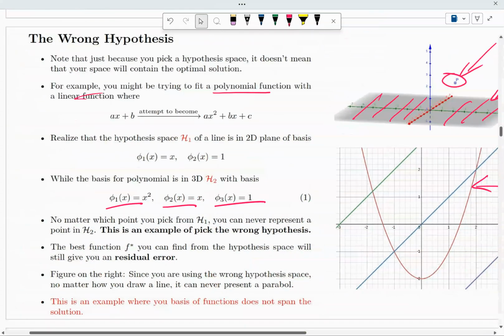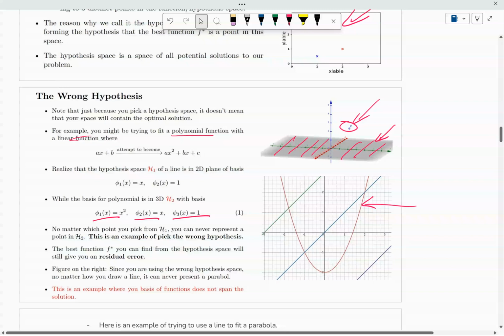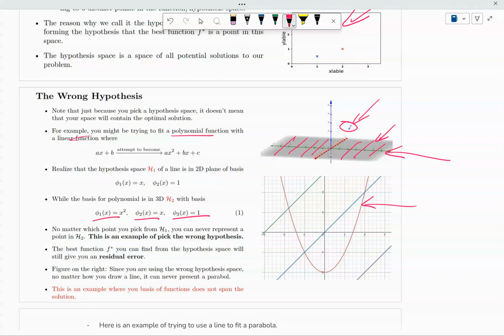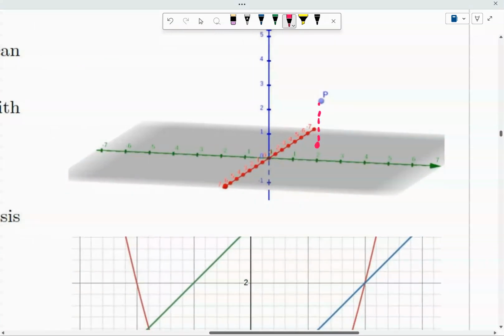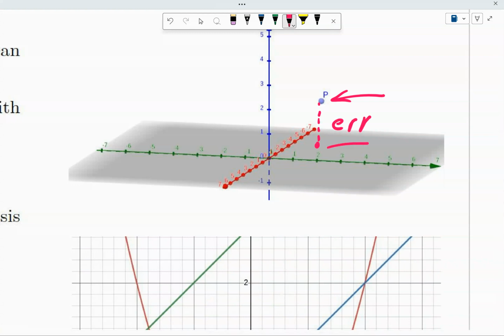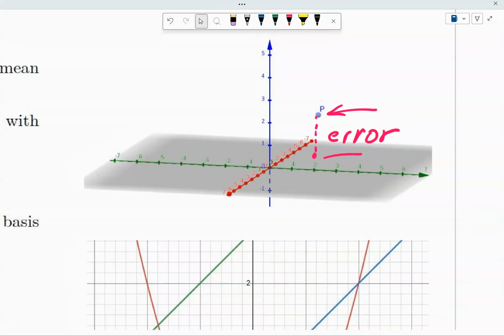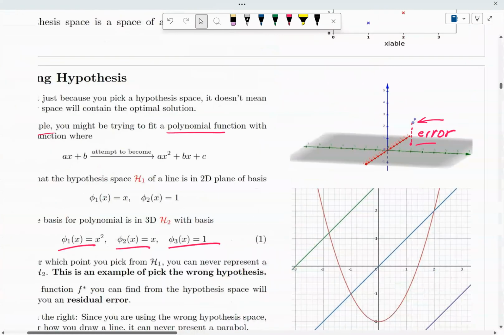So when you have three basis functions and you're only using 2D space to try to represent 3D space, you're going to fail. And no matter how well you do, you're always going to have some kind of error. So this is the closest you can get to the solution. But this is a big error, right? So you're always going to have this error no matter what.